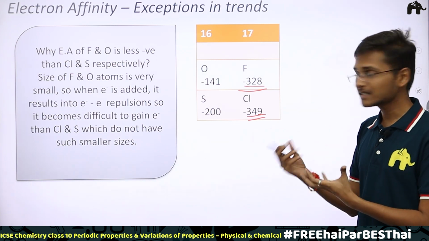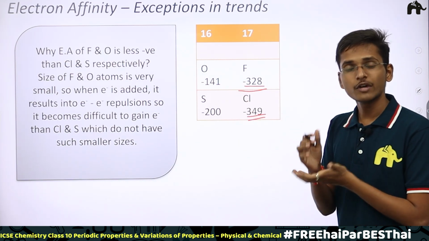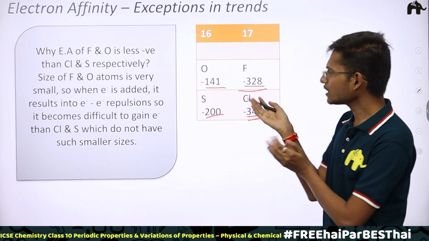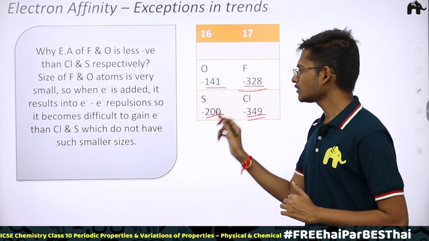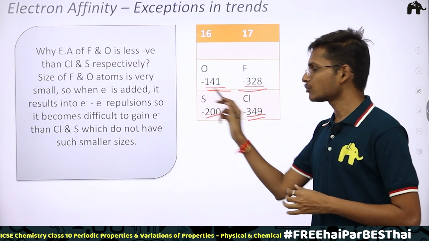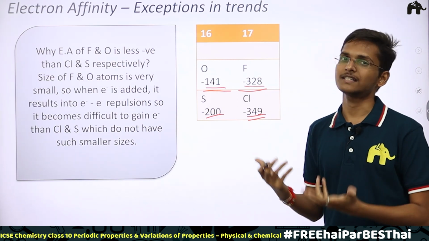Okay, instead of becoming less negative, it is becoming more negative. And the same case you can observe in oxygen and sulfur: the value should be decreasing, but from -141 to -200 it is increasing. Also see, from -141 to -200 it is becoming more negative. It should actually become less and less negative. Just now we studied, right? So now why is this happening?